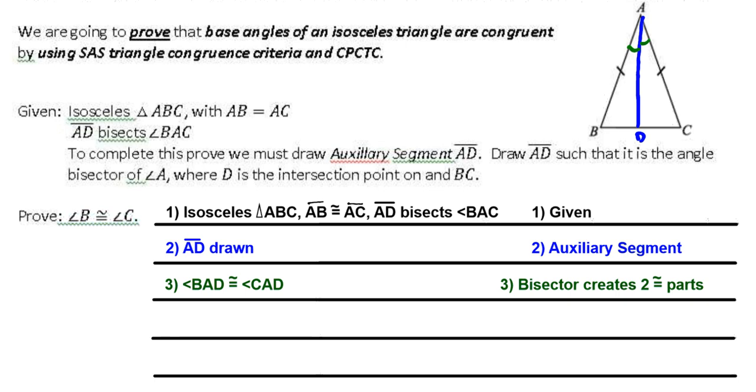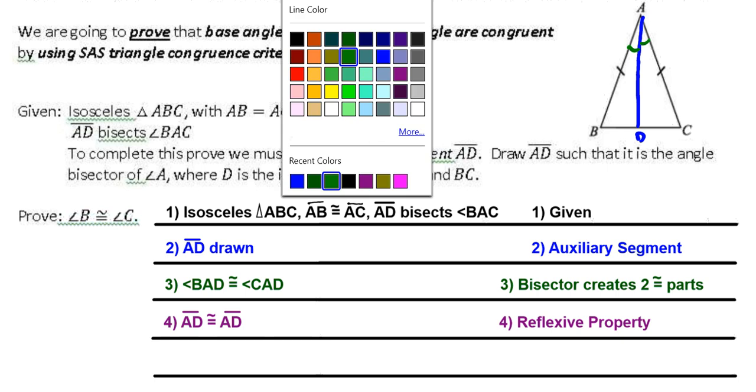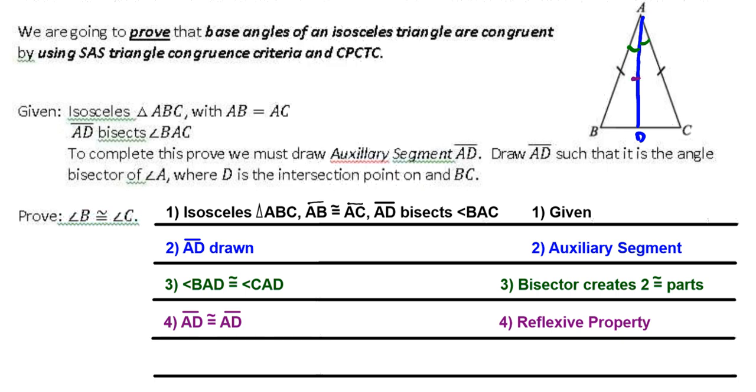What else do we know? Well, we know that AD is congruent to itself. That's the reflexive property. So we're going to mark that with two dashes, two congruence markings. And that side allows us to say that the two halves of my isosceles triangle, those two triangles, are congruent by side angle side. Once the two triangles are congruent by side angle side, we can get to what we were asked to prove in the first place.